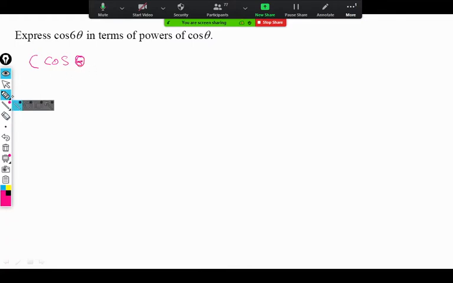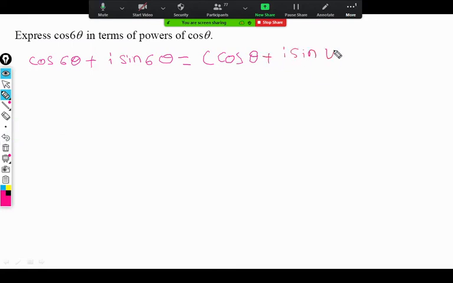Sorry, my mistake. Cos 6 theta plus, okay, I will erase everything and start. Cos 6 theta plus i times sin 6 theta is nothing but (cos theta plus i sin theta) raised to 6. So this is just by De Moivre's theorem. Statement number 1 is by De Moivre's theorem. The multiple of the angle is taken as a power of the bracket.